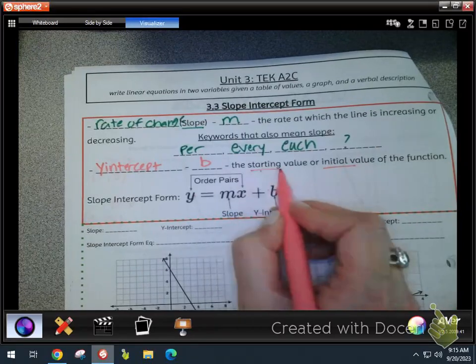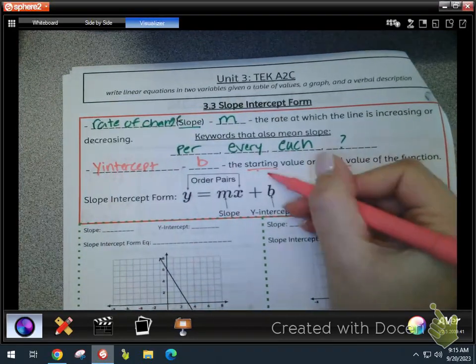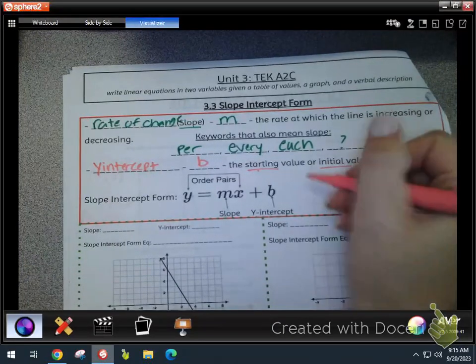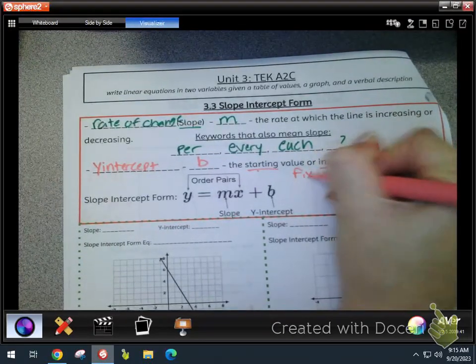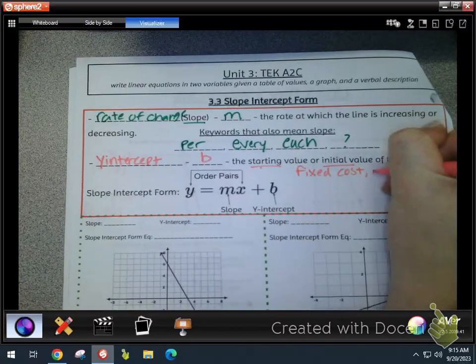I'm going to underline both of those because when it comes to bringing this into context, you have to know which one goes with your slope. It's going to have one of these words by it. Which one goes with your y-intercept? That's going to be your starting value or your initial value. In a story, a lot of times it's like your fixed cost. Y'all remember seeing that? Or like your initial fee.